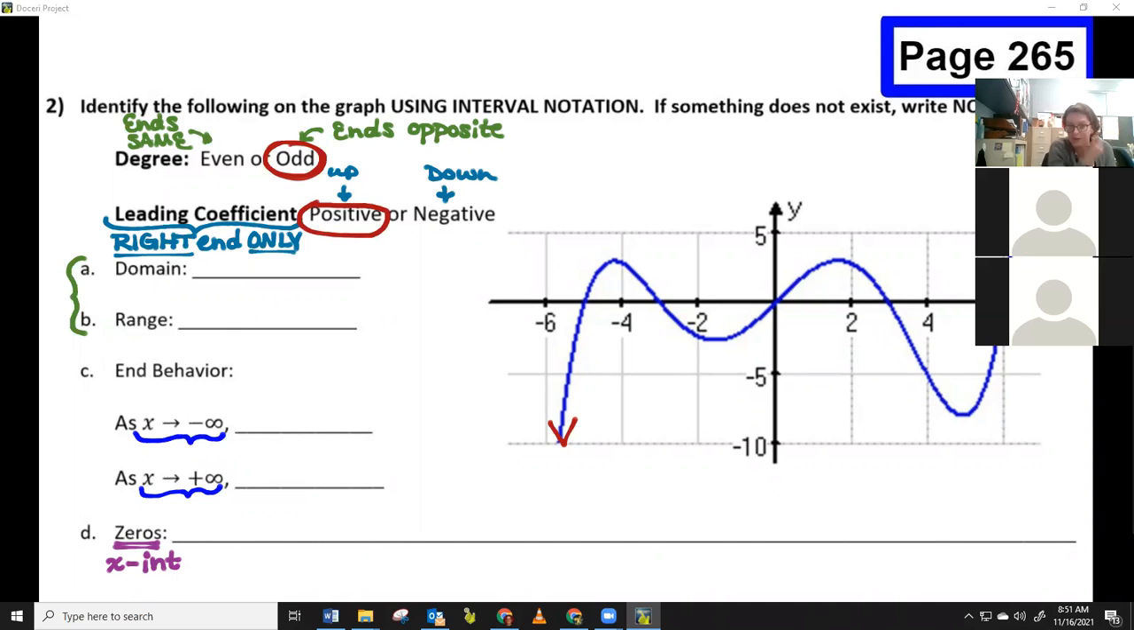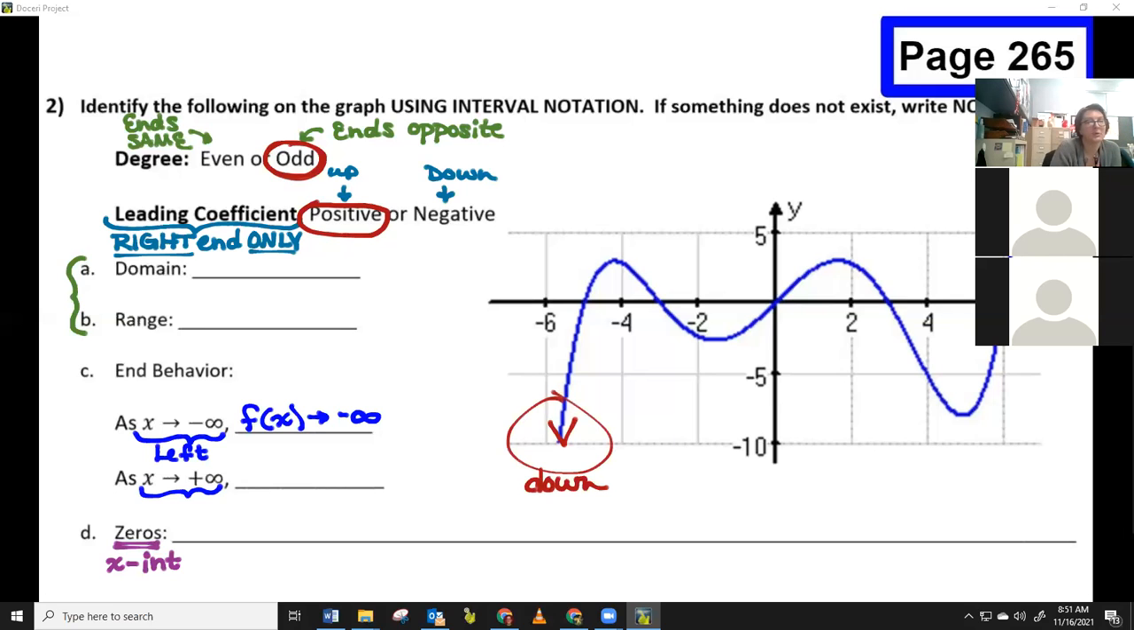All right, we'll come back to domain and range in a minute. Let's go to our end behavior. As x approaches negative infinity, I'm looking at which side of this graph? The left side. Which way is the left side going? Down. So how do I explain that? f of x, arrow, negative infinity. Absolutely correct.